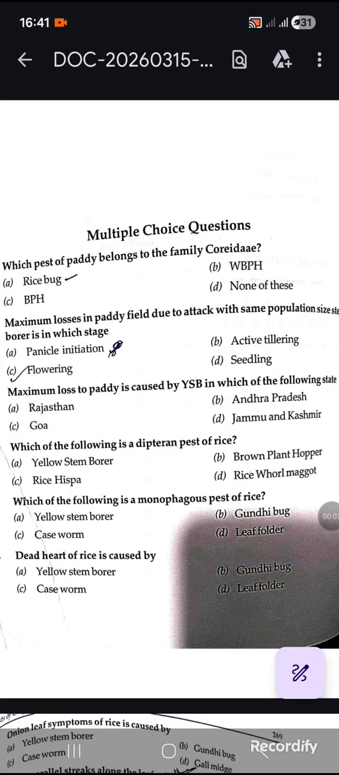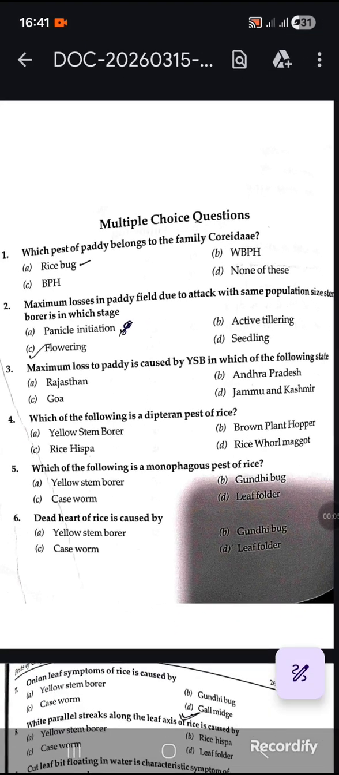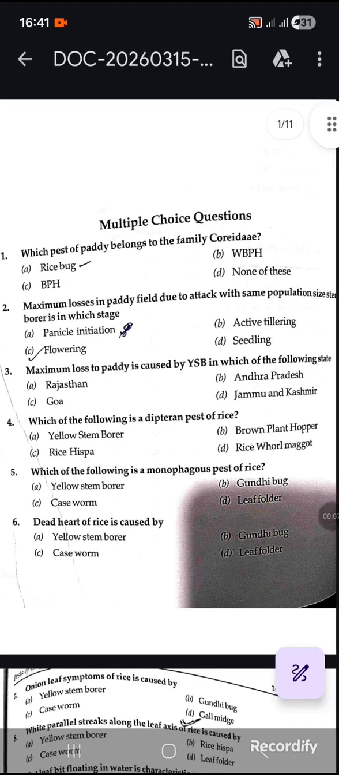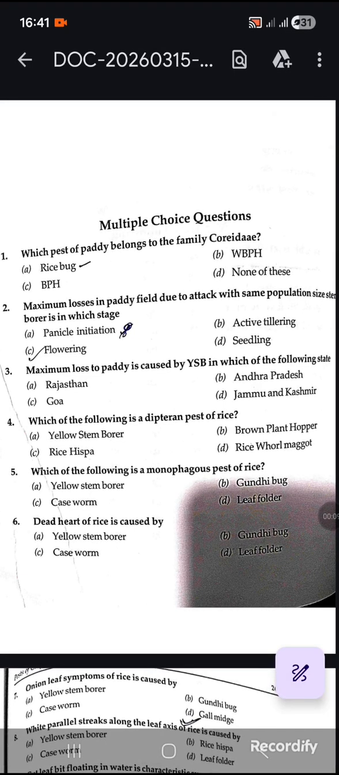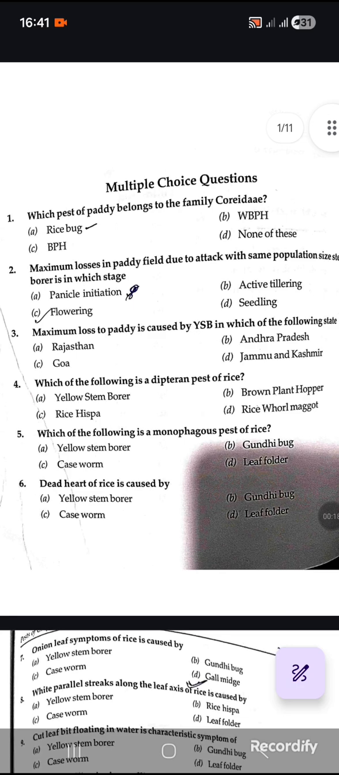So hello everyone. I am going to discuss some multiple choice questions for pest test, which will help you for the NET entomology or BPSC plant protection officer exam. So this is the first question.